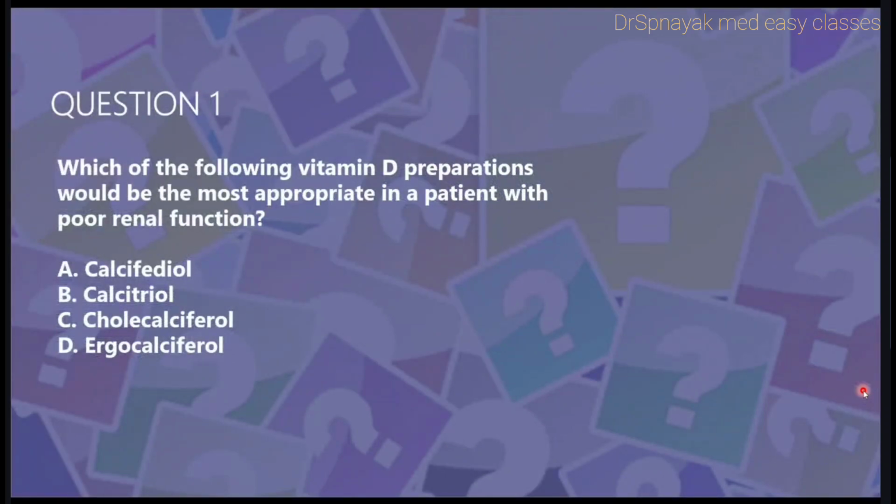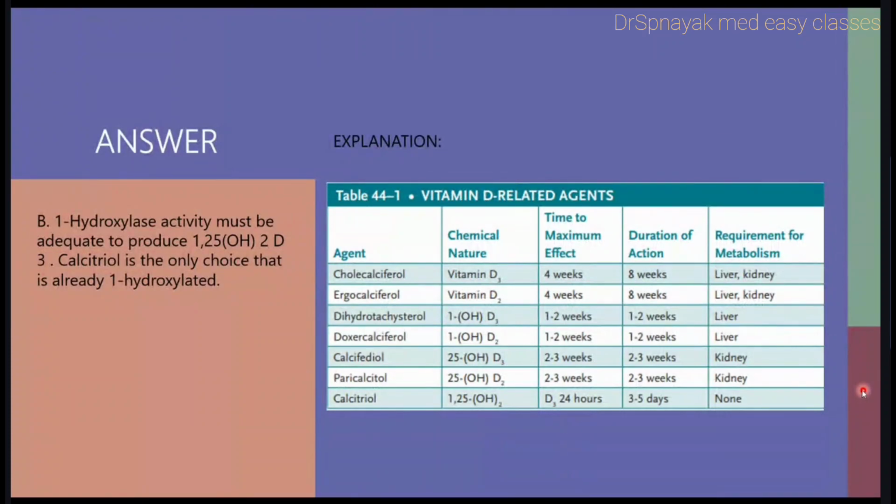The first question: which of the following vitamin D preparations would be the most appropriate in a patient with poor renal function? The options are calciferol, calcitriol, cholecalciferol, and ergocalciferol. Before explaining the answer, let's learn a brief about these options. Here I have mentioned some vitamin D related agents: cholecalciferol, ergocalciferol, dihydrotachysterol, calcifediol, and calcitriol, and their chemical natures, along with their duration of action and the organ that is required for their metabolism.